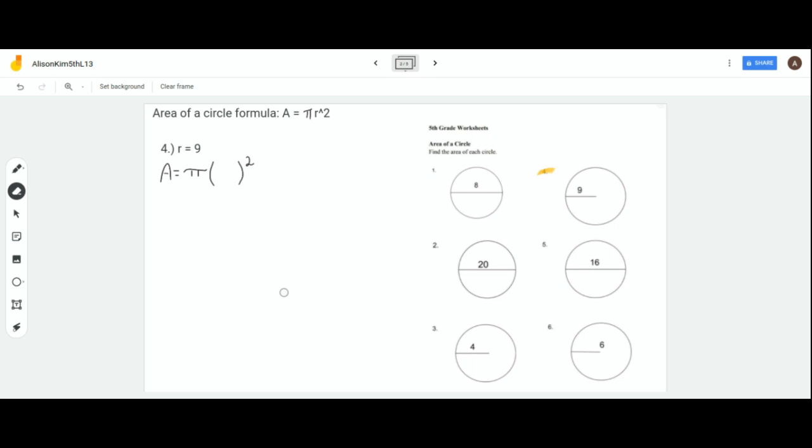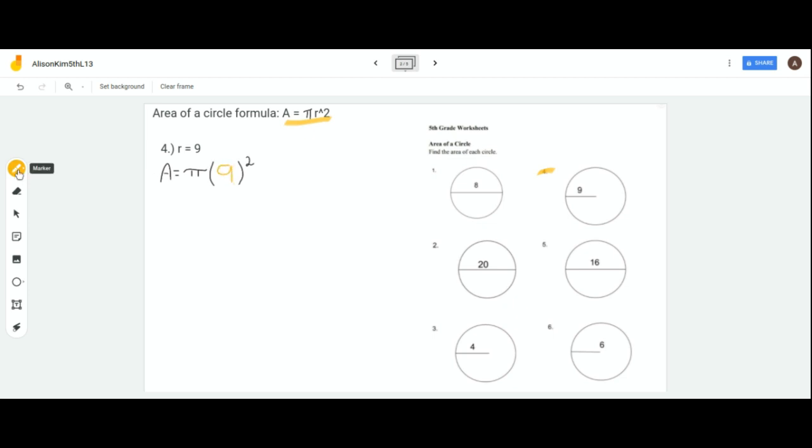We're going to do number 4 together. Number 4 gives us that the radius is 9, right? And we don't know the units. In order to find the area of a circle, we need to know the formula, which is right up here. I'll highlight it for you guys. A equals pi times r squared. We already know r is 9, so we just need to plug it in.